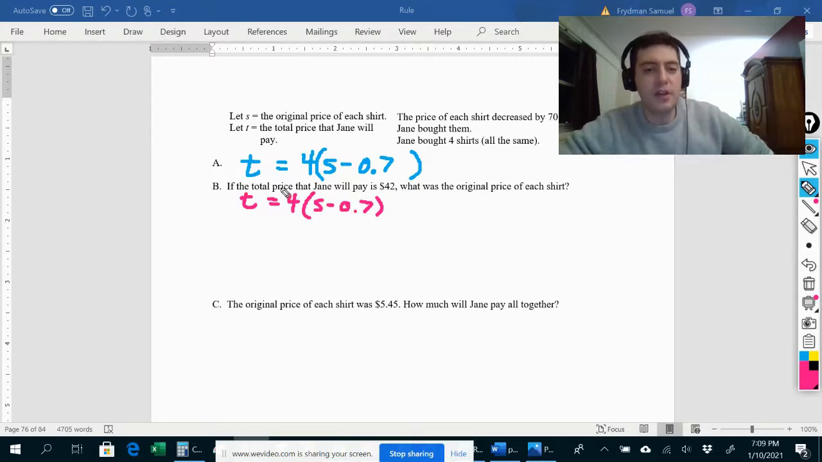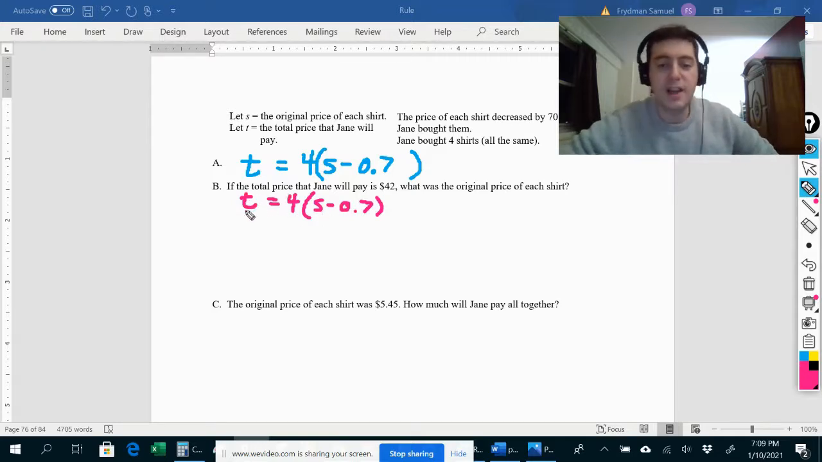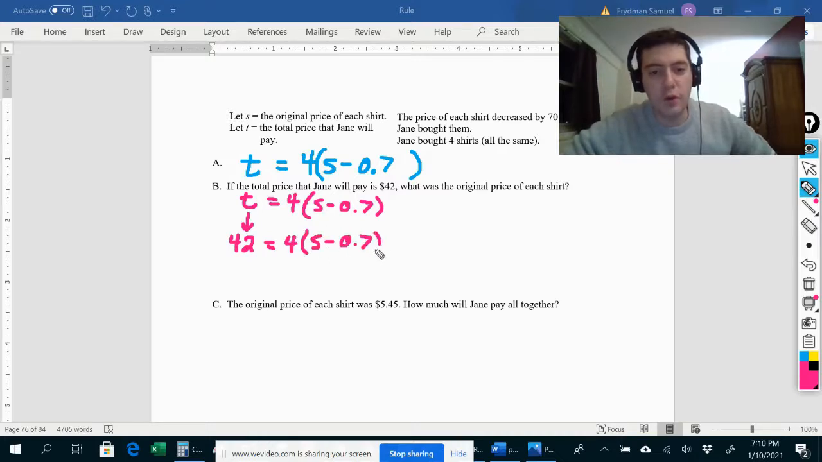Now I have to think, I have 2 variables here. I have a T and I have an S. Where should I plug in this number 42? In for the T or in for the S? Well, since this problem tells me that 42 is the total price, I'm going to plug it in here for T, which stands for the total price that Jane will pay. So I'll put the 42 in here, not under the S. I'll just keep the S the same. I'm not going to change it. So S is what I'm looking for, right? To answer this question, I have to figure out what the original price of each shirt was, and that is what S represents. So that's what I'm going to have to solve here.